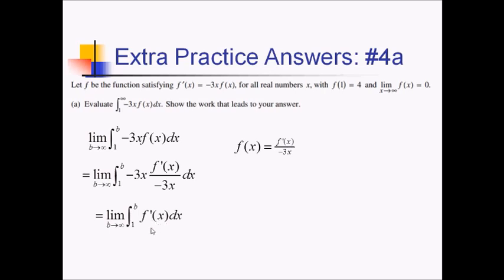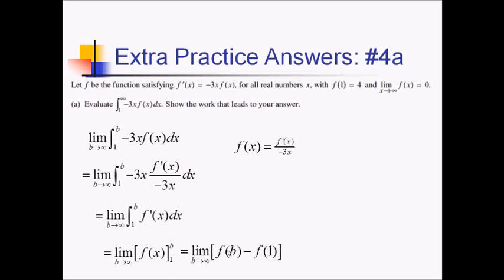At this point, we can now take the antiderivative of f prime, which is just f. So we want the limit as b approaches infinity of f of x evaluated from 1 to b. So this is limit as b approaches infinity of f of b minus f of 1.